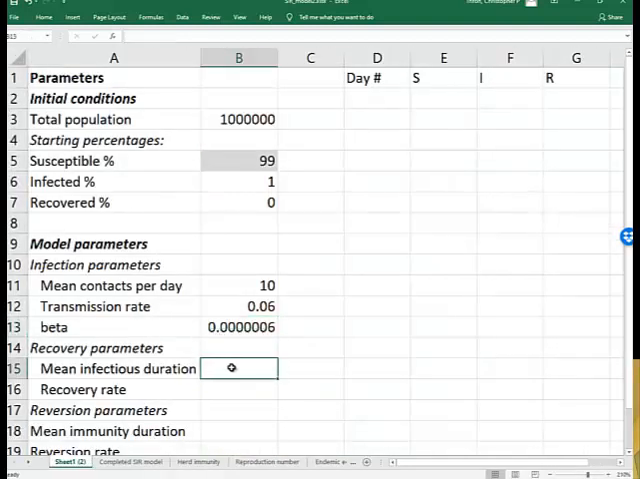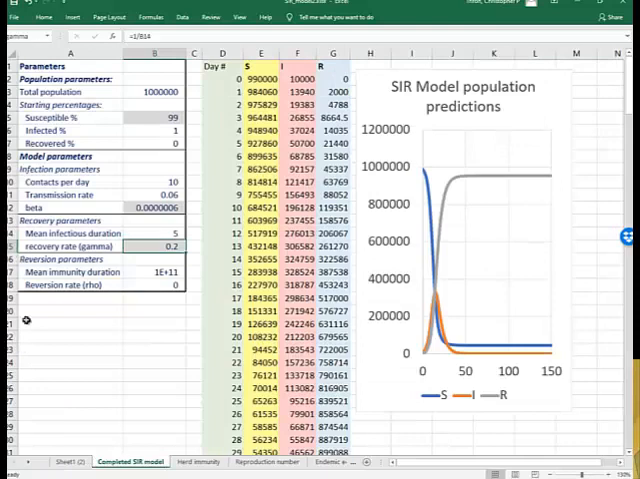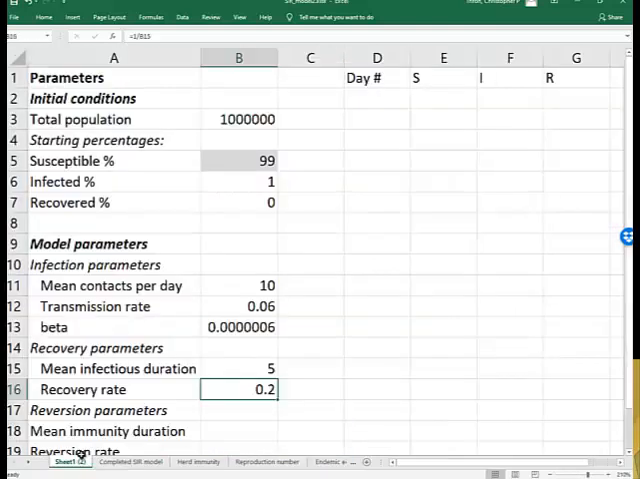So now let's find the recovery parameters. Let's suppose my mean infectious duration is 5. That would be 5 days. And my recovery rate will be 1 over the mean infectious duration. Okay. And this is what I call gamma. So I'm going to call this cell gamma.